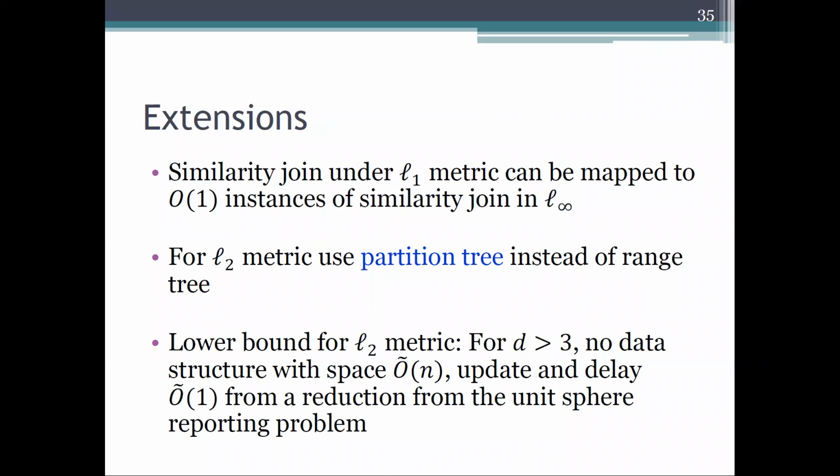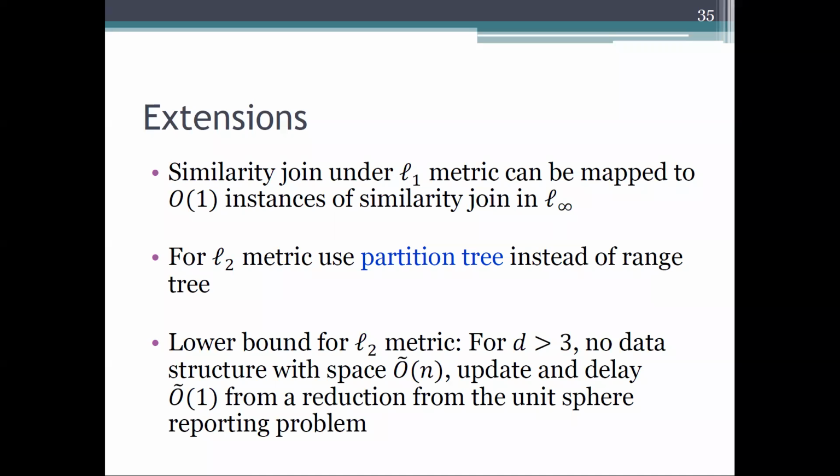Next, we saw some extensions of our solution from the L infinity metric. We can extend our method to work for the L1 metric. In particular, we can map the similarity join problem under the L1 metric to constant instances of the similarity join problem under the L infinity metric. For the L2 metric, the main idea is to use a partition tree instead of a range tree.